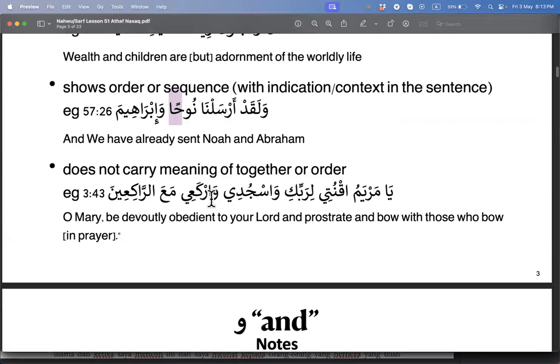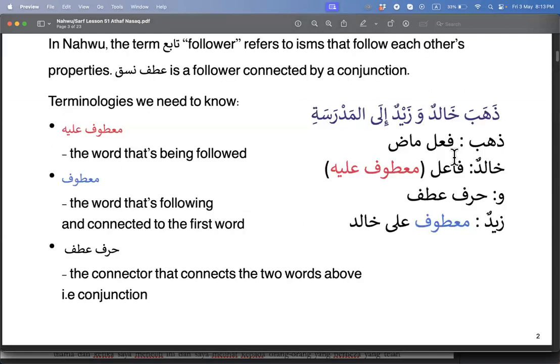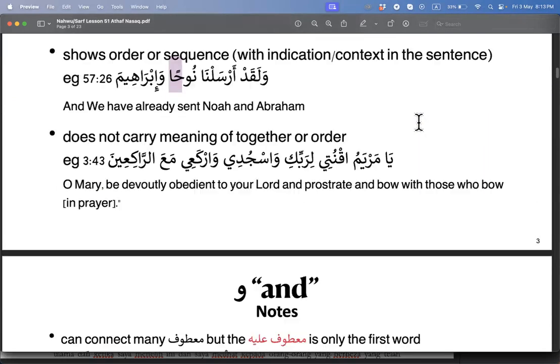So wow doesn't always have to be sequence. It doesn't mean, when you say, maybe like just now we said Zahaba Khalid wa Zaid, that they really come together at the same time, both of them going together. It could be one following just before or just after the other. Of course, you have to see the context for that. So wow doesn't always mean order in that sense.